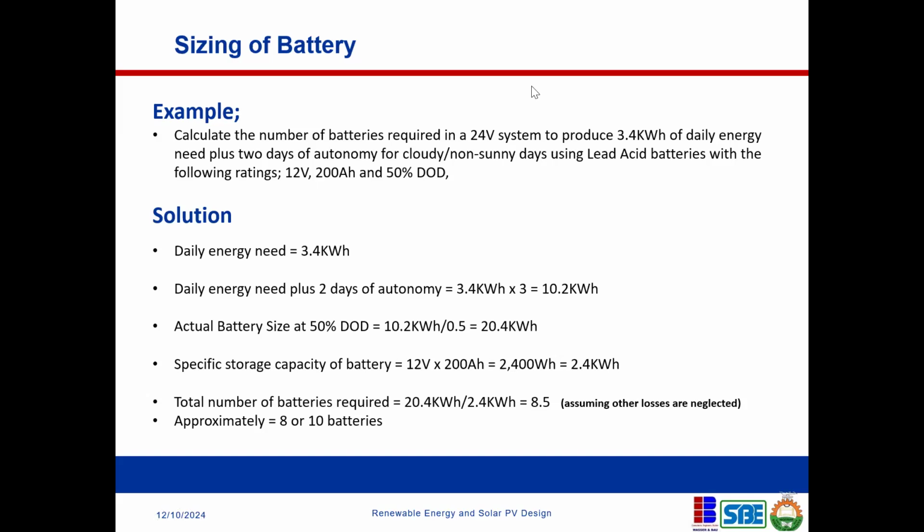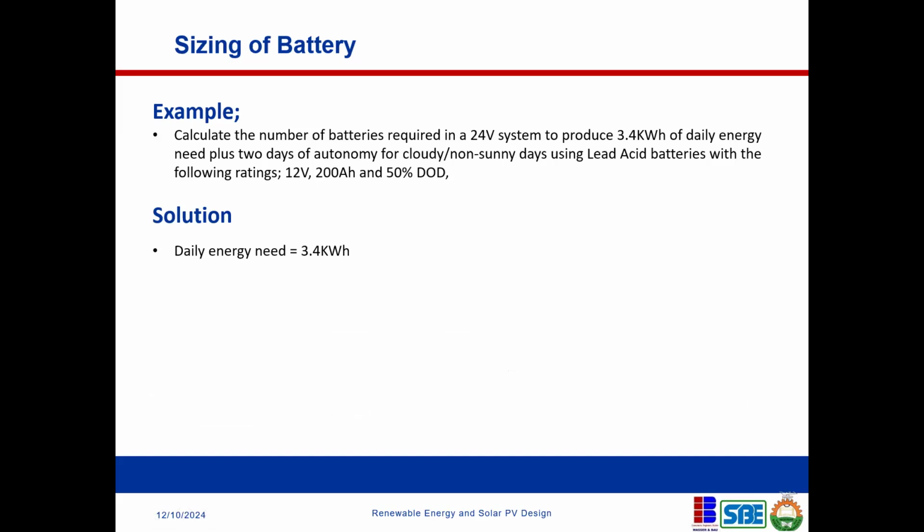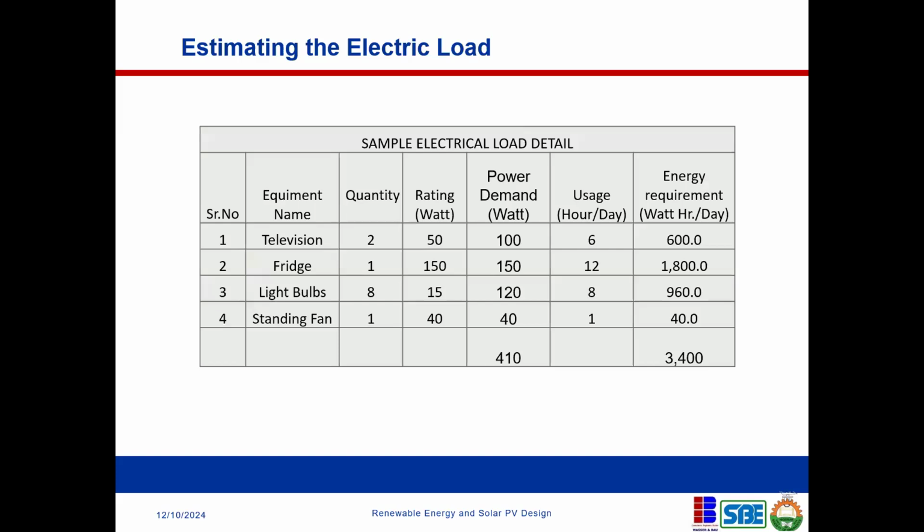But let me just do a quick one. So this is where we started from. This is our demand, the electrical load that we want to size. We have television, fridge, light bulbs, and standing fans. The demand is 410 watts. The energy requirement per day is 3,400 watt-hour or 3.4 kilowatt-hour.